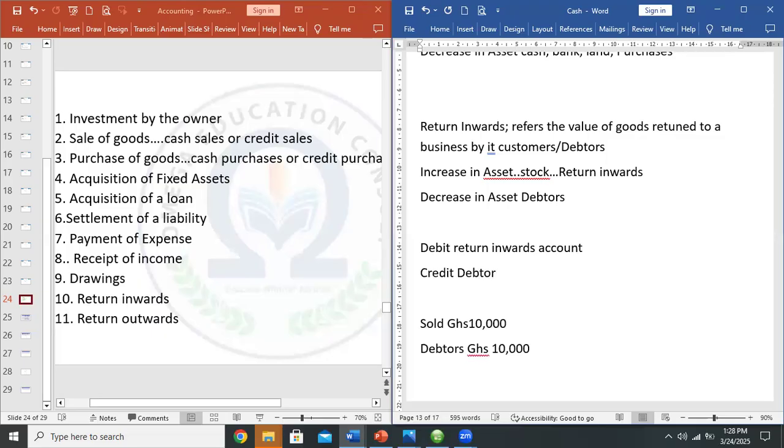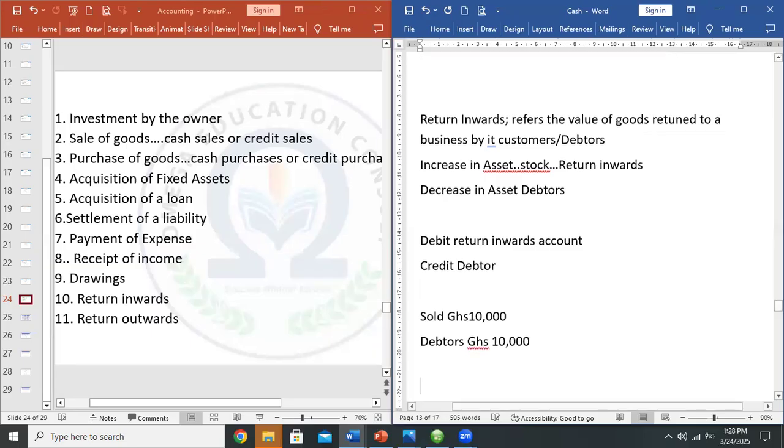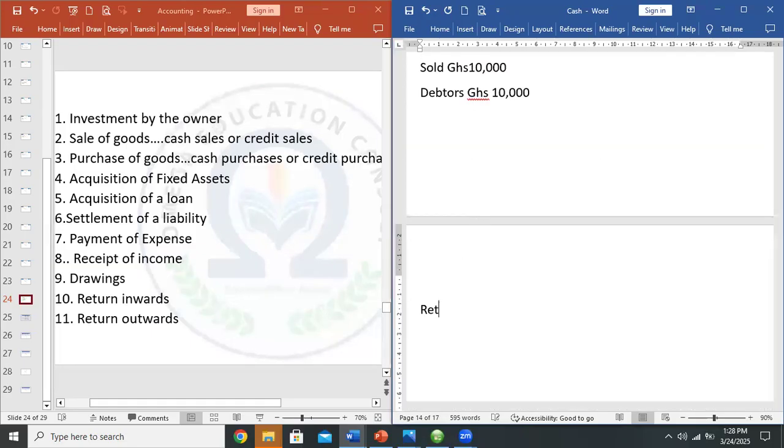Okay. Not to waste time, the opposite of return inwards is return outwards, right? So this time, return outwards refers to the value of goods a business returns to its suppliers or creditors. Suppliers or creditors, most important. Okay, so the example I gave, we sell pens, right?